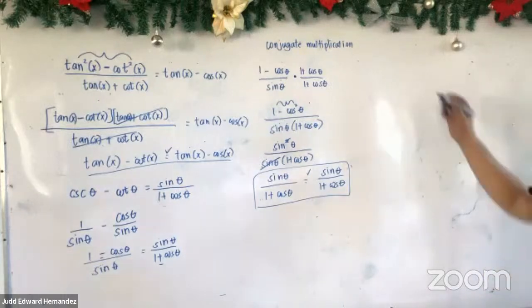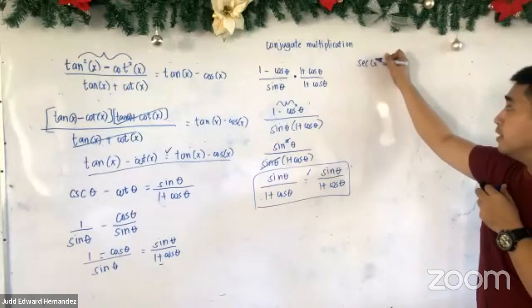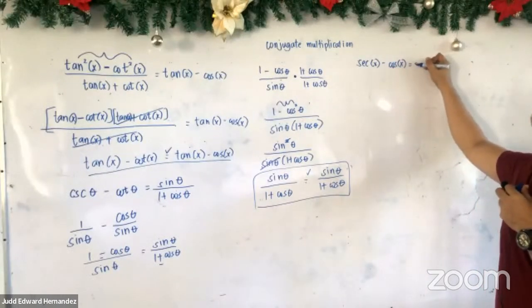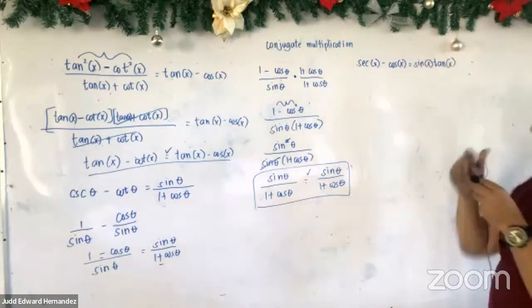Okay, so could you please try to prove this one? Paki-prove nga po ito. I'm giving you 2 minutes to prove. Secant of x minus cosine of x is equal to sine of x times tangent of x. Okay?